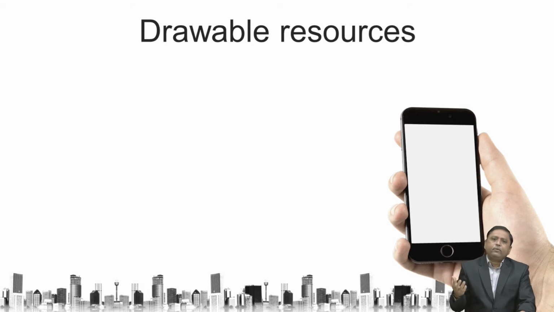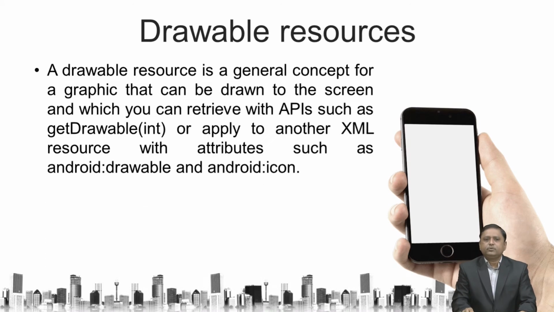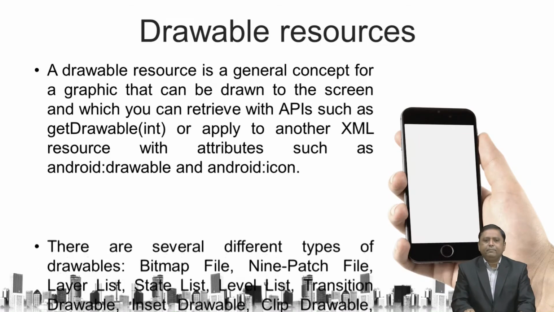The third type of resource is called drawable resource. A drawable resource is a general concept for a graphic that can be drawn to the screen and which you can retrieve with APIs such as getDrawable with ID as an integer, or apply to another XML resource with attributes such as android:drawable and android:icon. So, it may be some shape or it may be some bitmap.